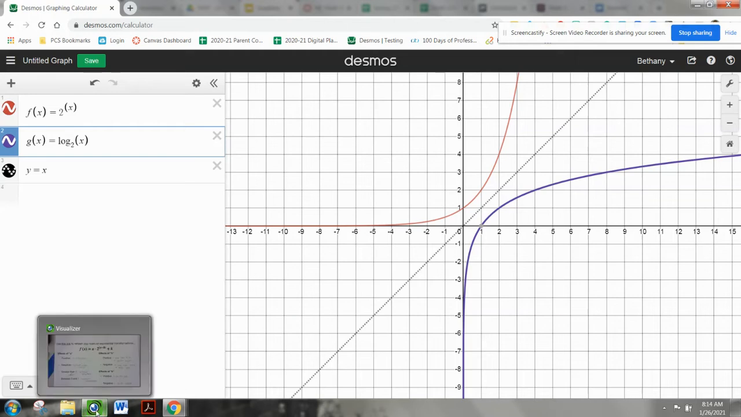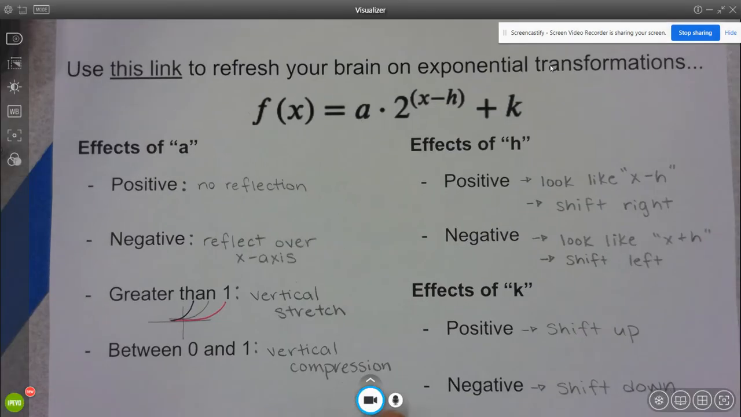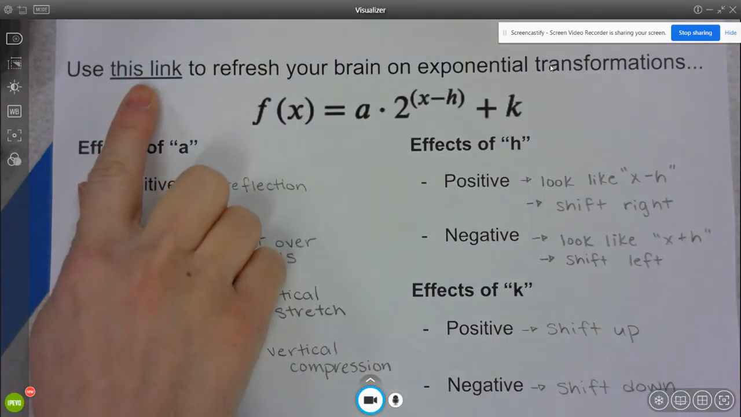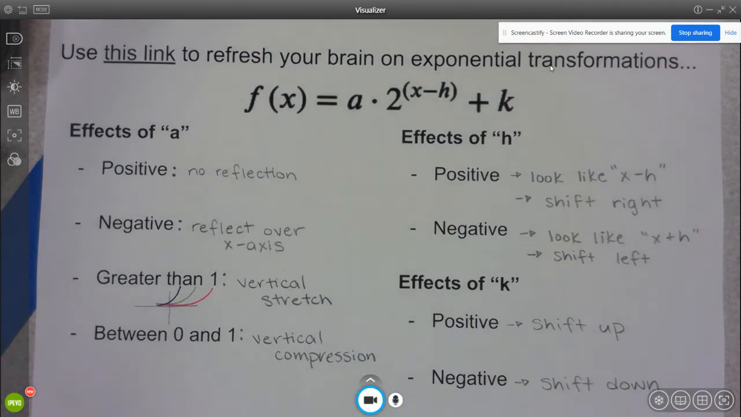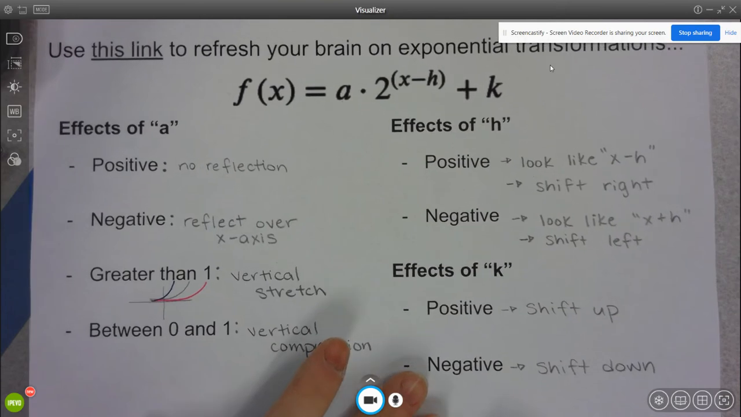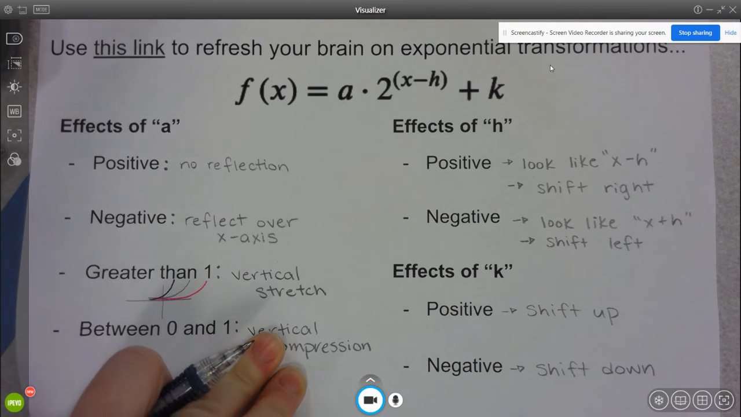So in the slideshow that has been shared with you, hopefully, you will have a link. This link right here will bring you to a Desmos screen where you can investigate all of these different shifts. These we did in Math 2. So we're going to look at how these transformations in exponentials also affect log functions.